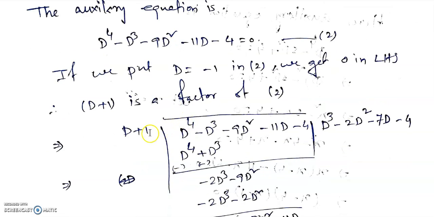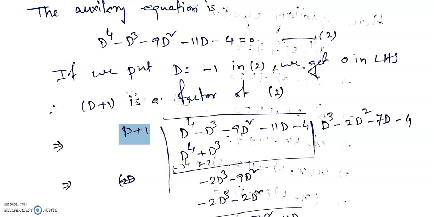So just divide this polynomial d power 4 minus d cube minus 9d square minus 11d minus 4 by d plus 1. What do you get? See, here is how you divide. You have to know how two polynomials can be divided. If we divide d power 4 by d, what do you get? D cube, right? So write d cube here. Now d cube will be multiplied through the terms, so d power 4 plus d cube.